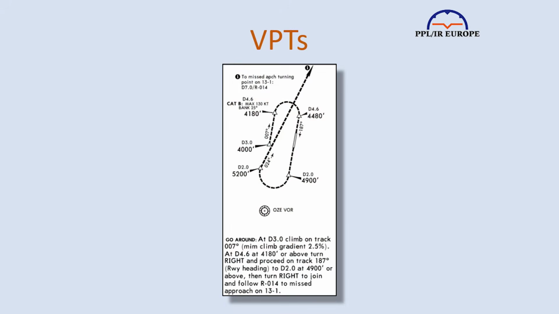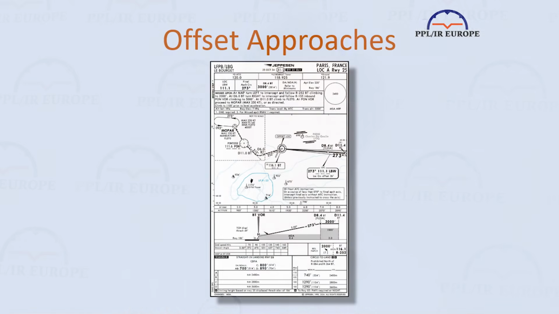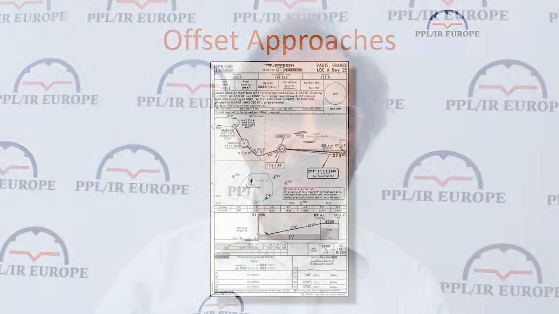Part of that briefing is that for VPT procedures, there's usually a missed approach. But that missed approach procedure may not take into account deterioration in IMC. So if the weather is marginal, you need the situational awareness to know how to deal with the loss of reference. Okay, the next thing I'd like to talk about is offset approaches.